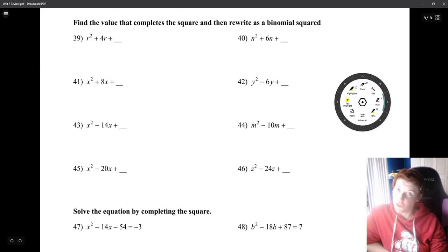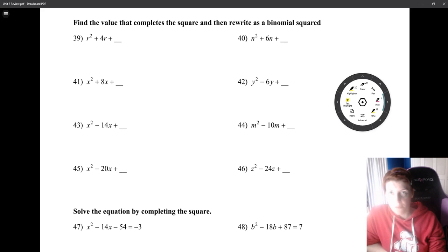Almost done, guys. 2 more. All right, number 39 says find the value that completes the square. That's that perfect C value that we want to look for. And then rewrite it as a binomial squared.